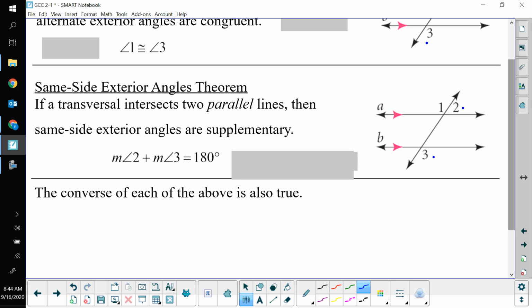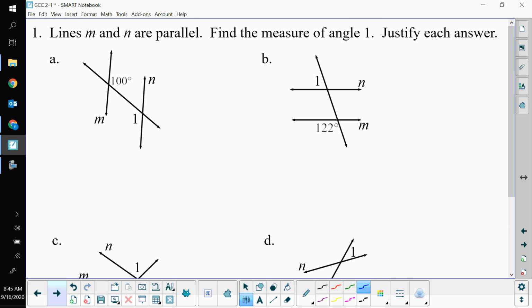Now the converse of each of these statements is true as well. So for example, if you had same side interior angles supplementary, then that tells us we have parallel lines. In this unit, we will usually have the lines be parallel first, and then we will get the measures of the angles.